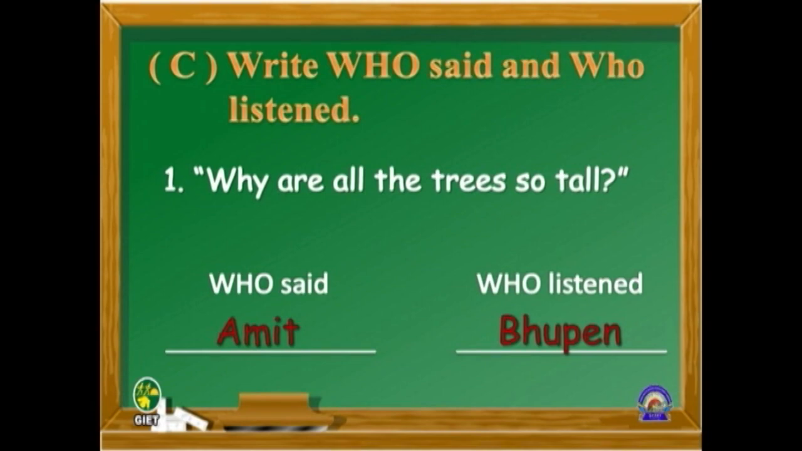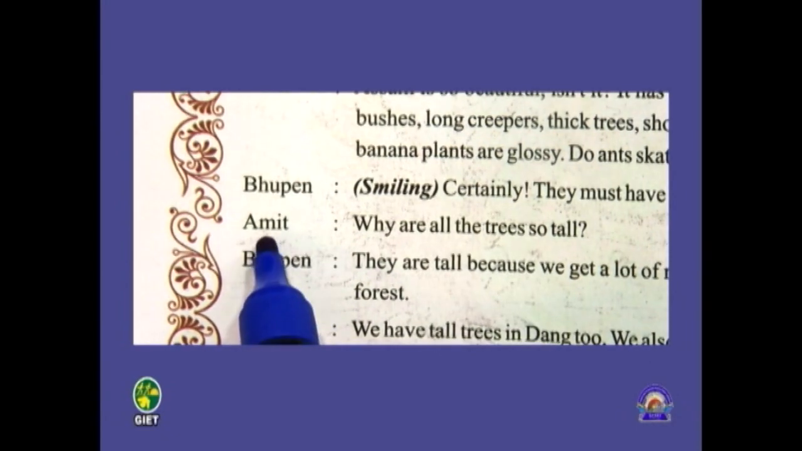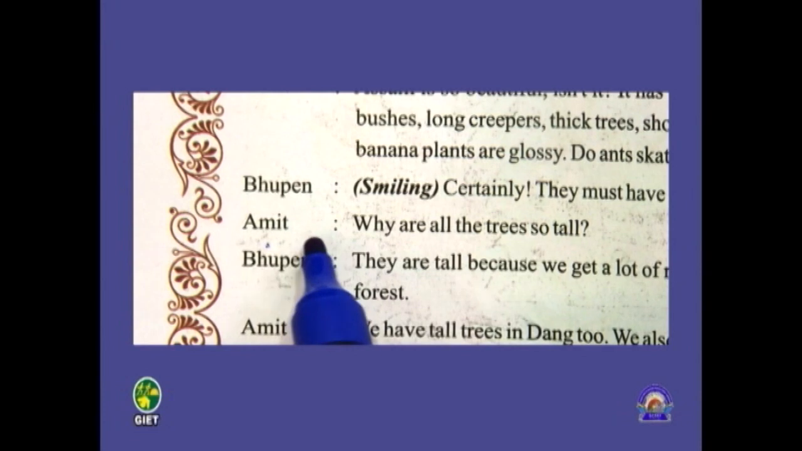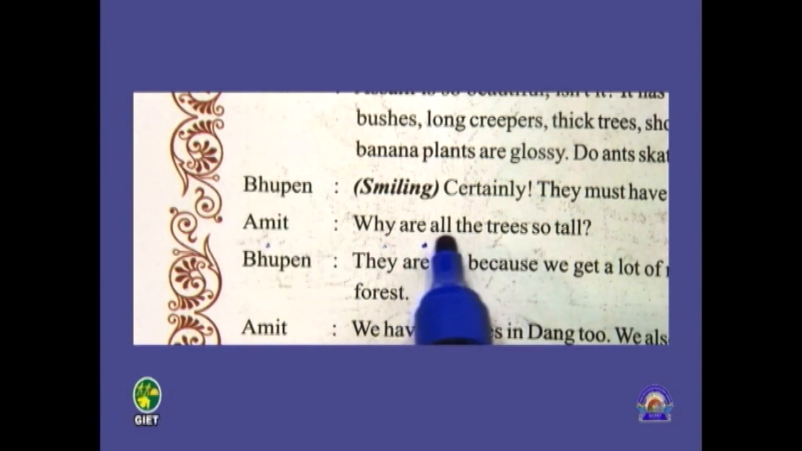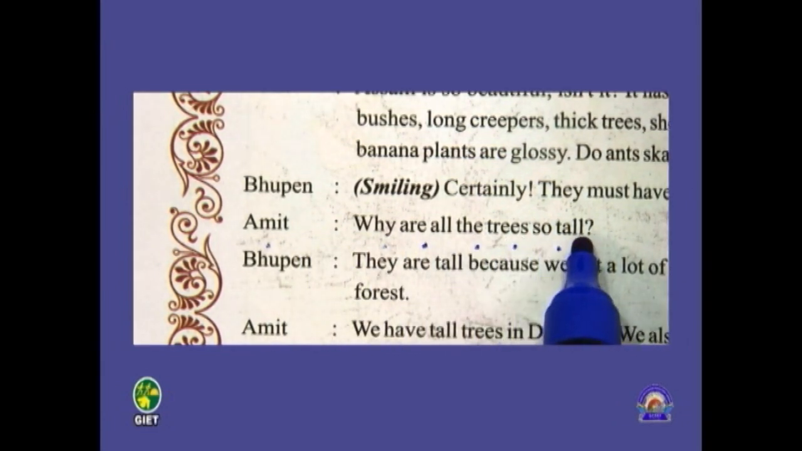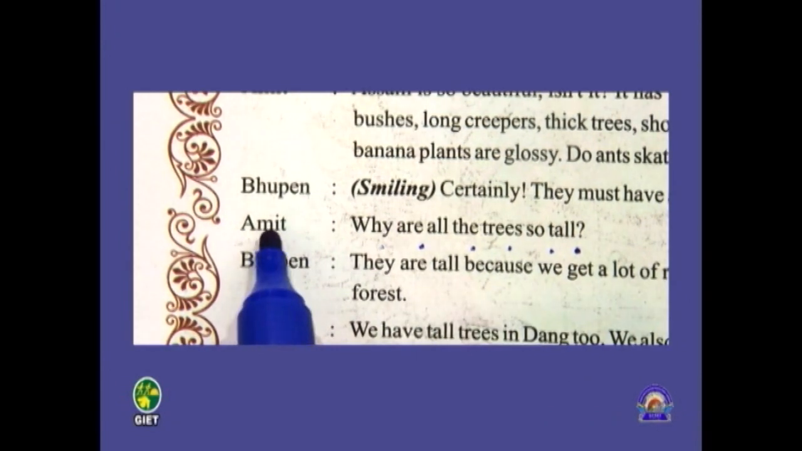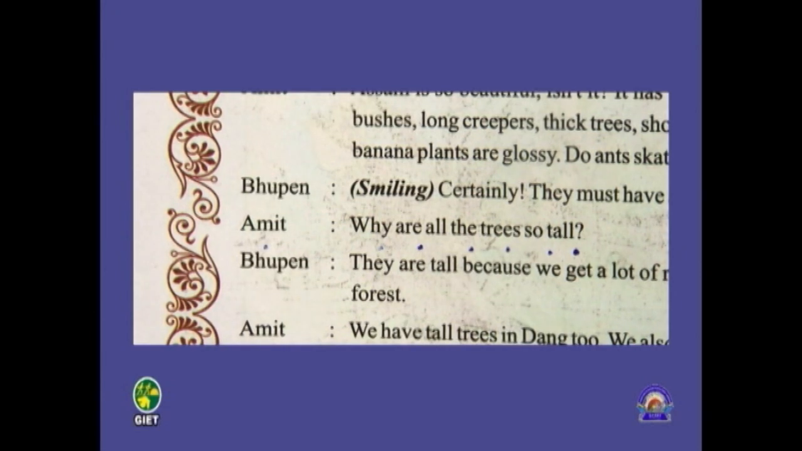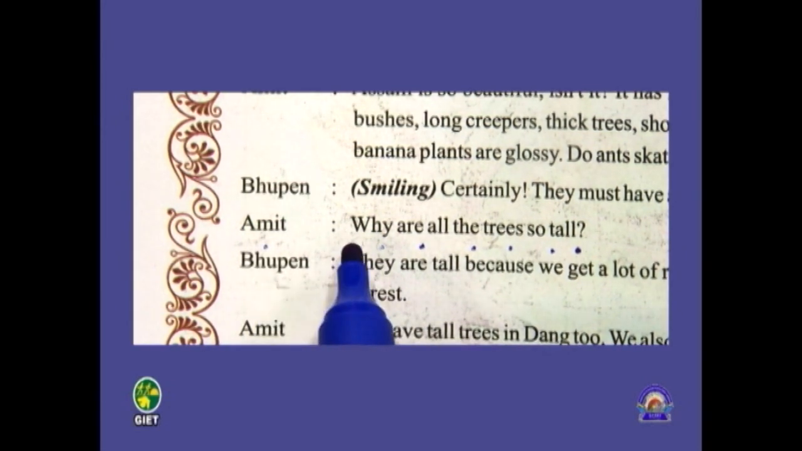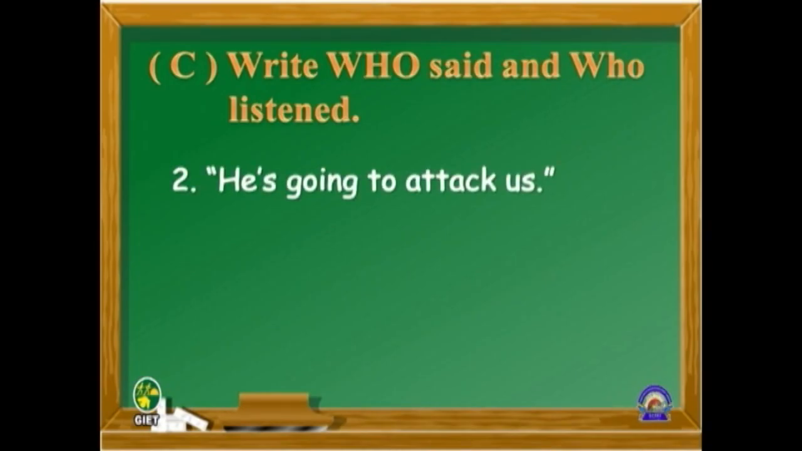Let's check it. See here. Amit said, why are all the trees so tall? So, Amit said this sentence and Bhupen listened. Second sentence. He is going to attack us.